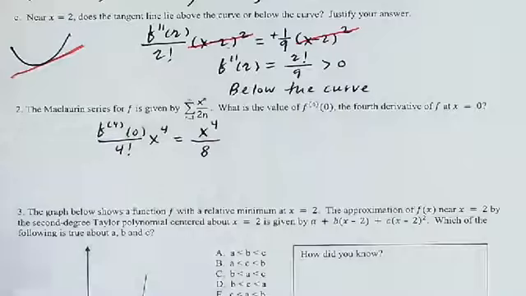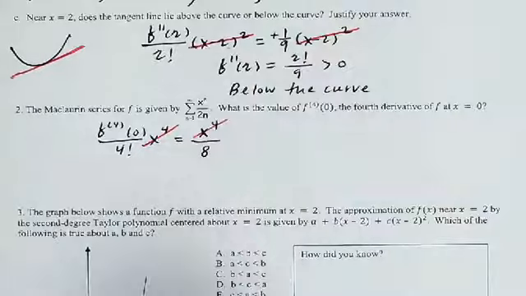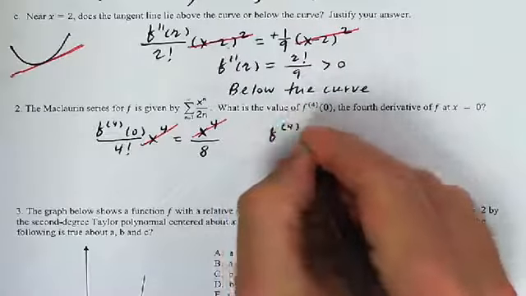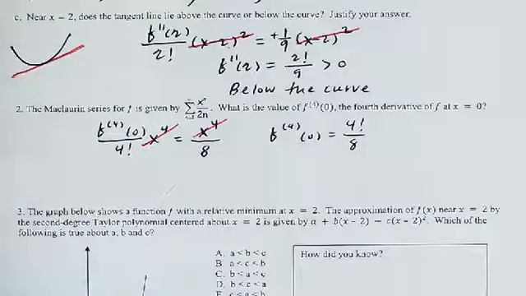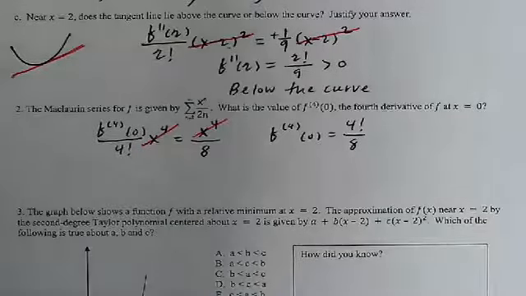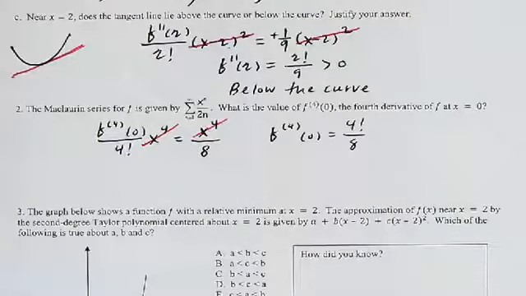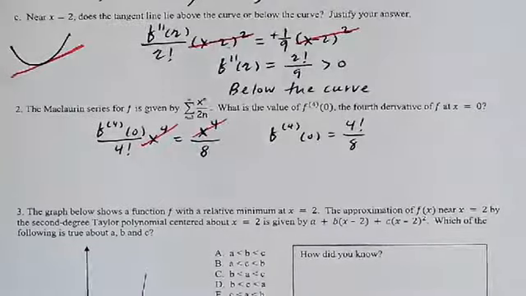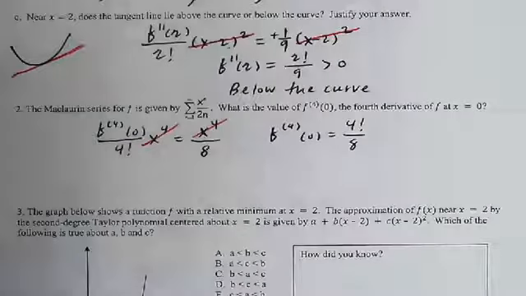Again, I can rid myself of these x's, because I don't really need to worry about them. And I could say that f's fourth derivative at 0 is equal to 4 factorial divided by 8. If you know what 4 factorial is, I feel like it's 24, you could say it's 3, or you could just stop at 4 factorial divided by 8. But in a multiple choice setting, if you're looking at a bunch of options and none of them have factorials, you need to be able to actually carry out the factorial and compute 4 factorial divided by 8.